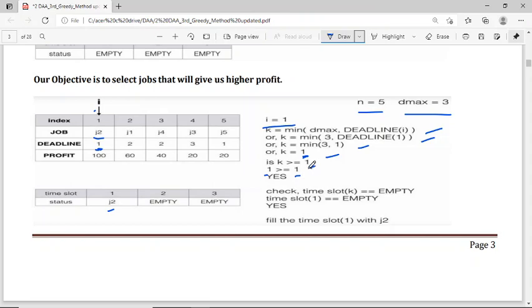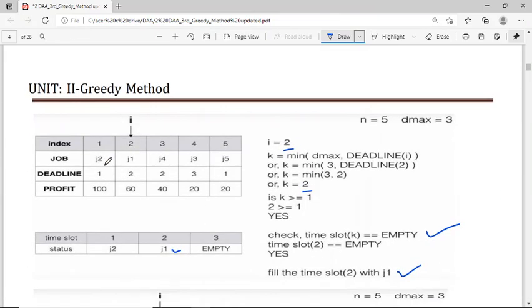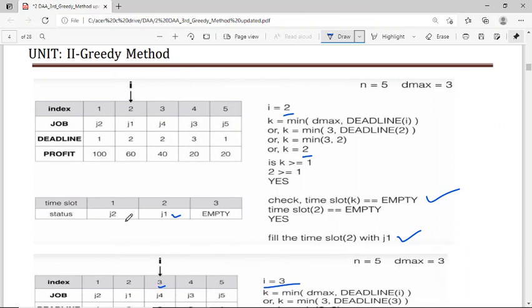So whenever you are checking this, you need to check with the deadline. Yes. Check the time slot. Time slot 1. What is the answer we are getting? What is the K? 1. Time slot 1 is equals to empty. Then in the time slot 1, keep J2, the job 2. Okay. The same way, the next is I is equals to 2.